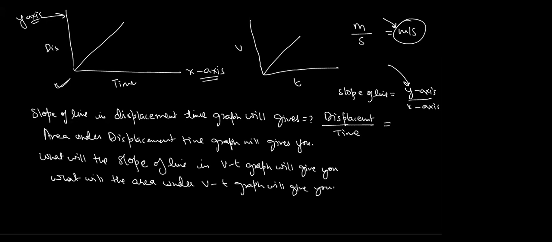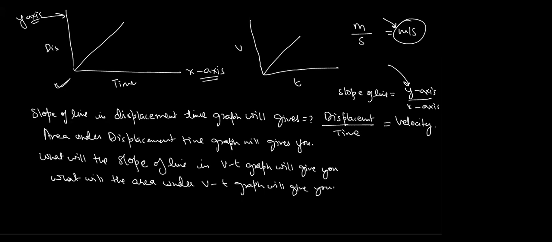Which physical quantity is given? Sir, you're asking displacement by time is equal to what? Yes, velocity. Simple velocity. Simple means it is easy. So the slope of the line in the displacement-time graph will give you velocity.